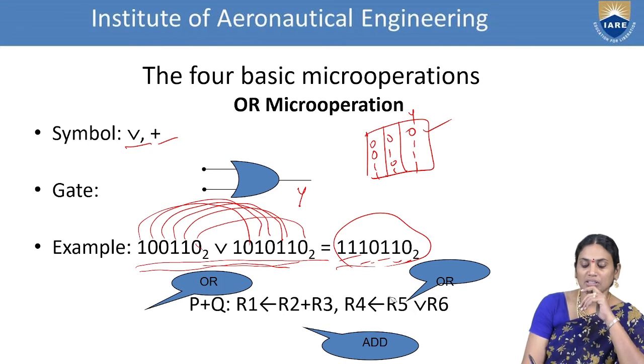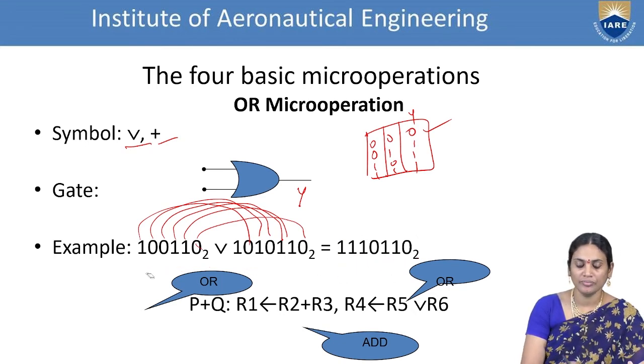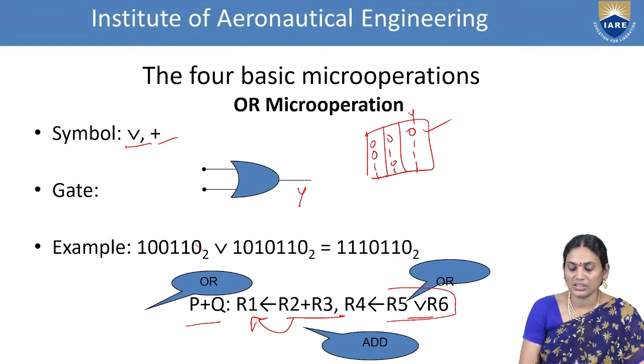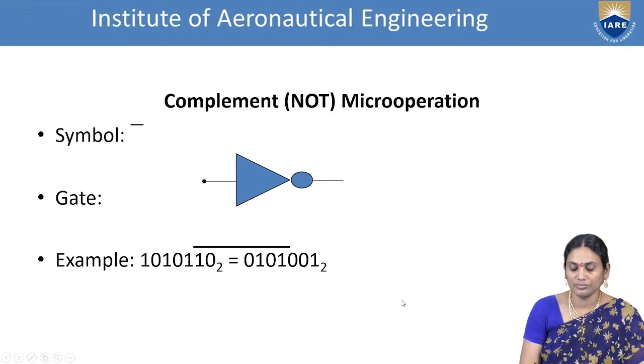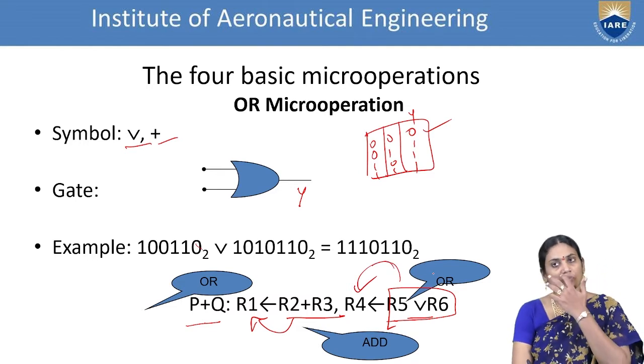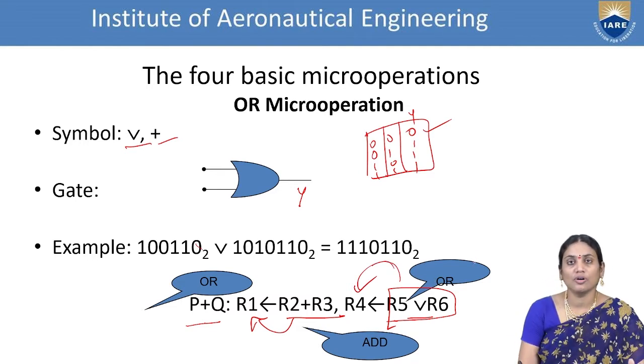So if you observe this, the representation of OR gate can be represented using two notations. One is either P plus Q or OR symbol using conjunction or disjunction principle. So here P plus Q can also be expressed in the form of resistors as R2 plus R3 implies R1, or else I can also express this as R5 or R6, which is equal to R4. So in this way I am following the instruction to handle the context of OR case.